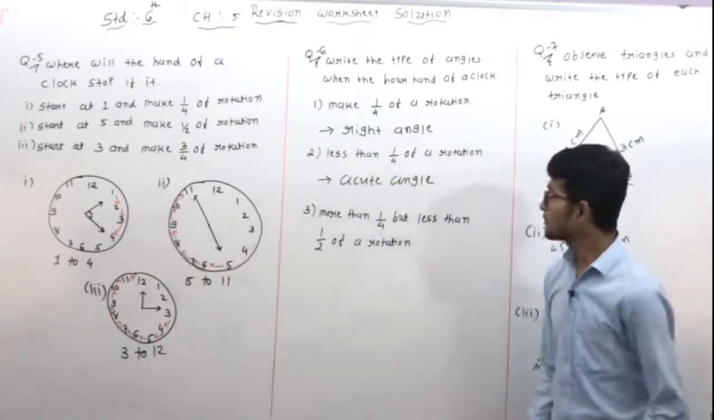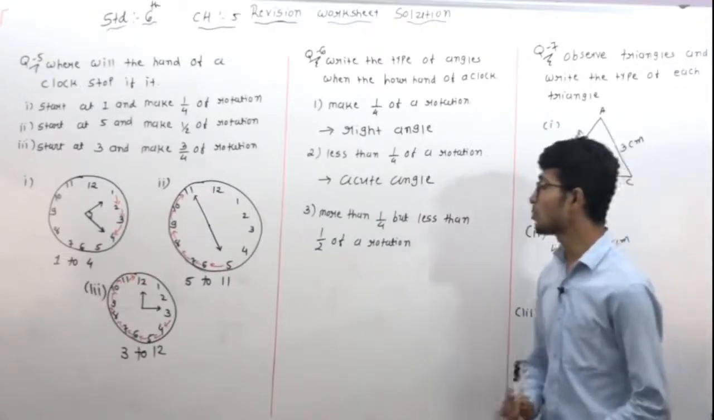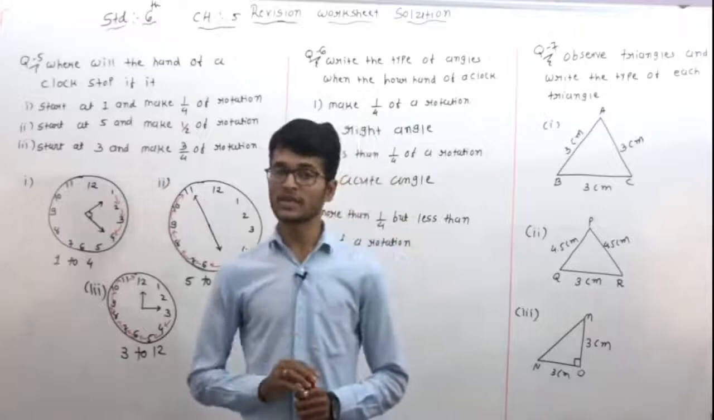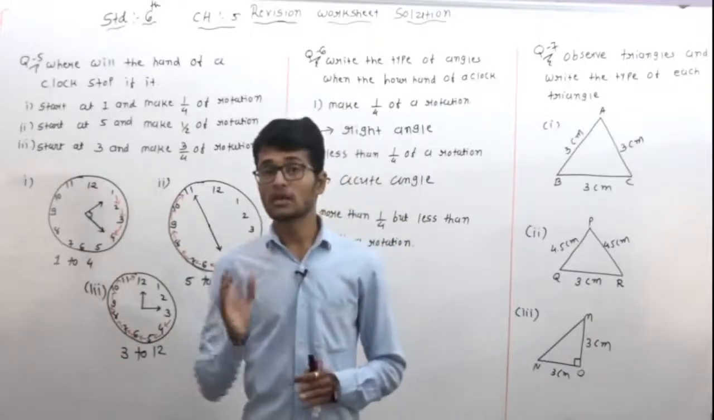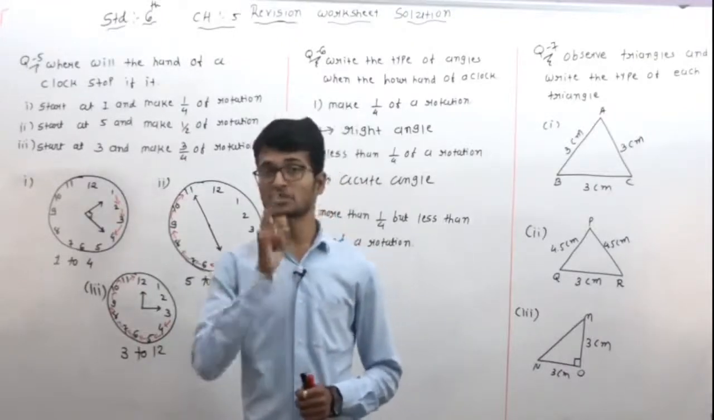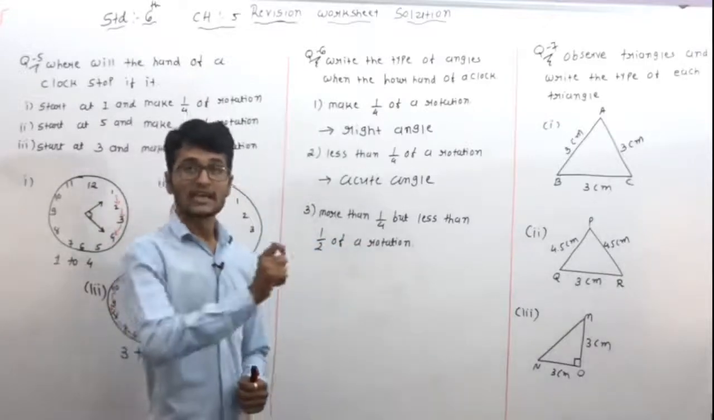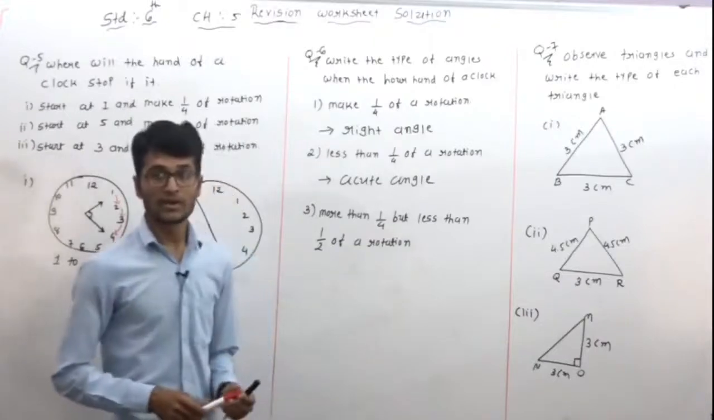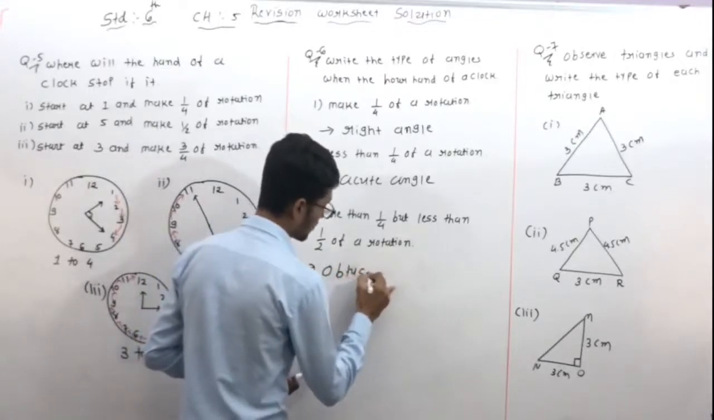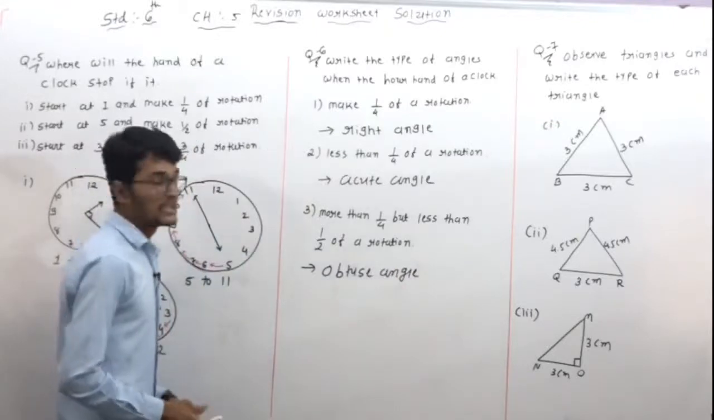Okay. Same for the third one. More than 1/4 but less than 1/2 of rotation. More than 1/4 means 90 and 1/2 means 180. It means more than 90 but less than 180. So more than 90 and less than 180 means obtuse angle. Why? Because an obtuse angle is more than 90 degrees but less than 180 degrees. So our third question answer is the obtuse angle. So understand, dear students, question number 6, types of angle.